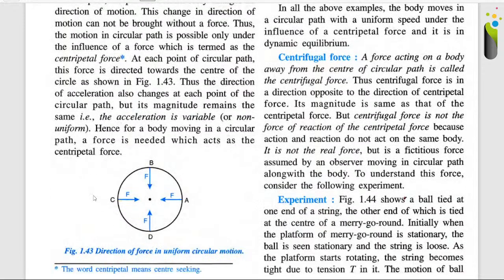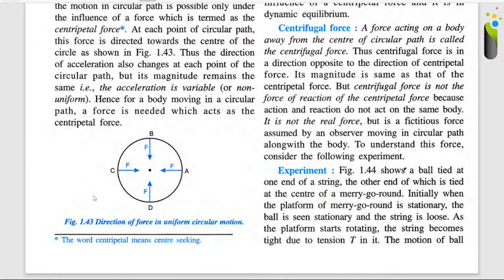Now, we come to the next, that is centrifugal force. A force acting on a body away from its center of circular path is called the centrifugal force. Thus, centrifugal force is in a direction opposite to the direction of centripetal force. Its magnitude is same as that of the centripetal force.